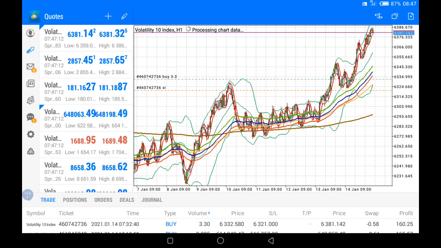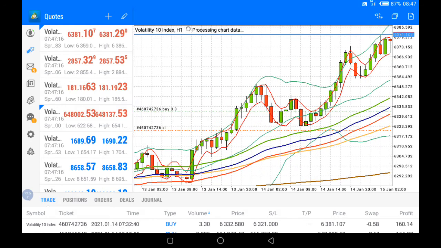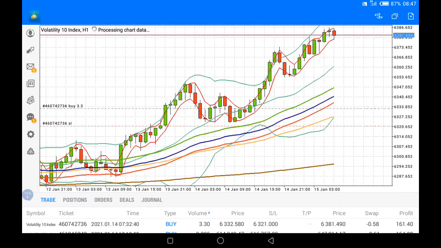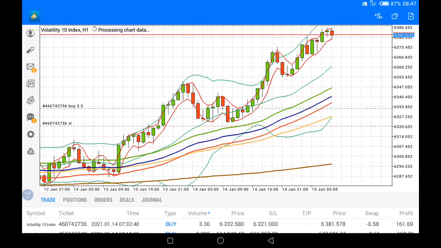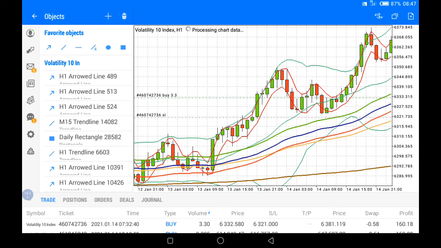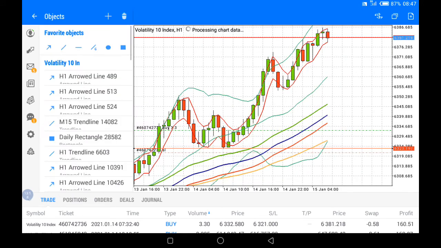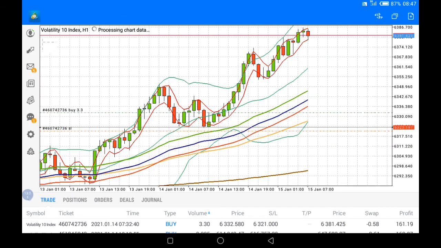So my psychological thought why I took this position on volatility 10, like you can see, I took this position because the chart printed a double bottom. All right, I'm just gonna show you what I mean by a double bottom. You can see around this level, that is the bottom here, which is the first bottom that is touching this horizontal line I made here.